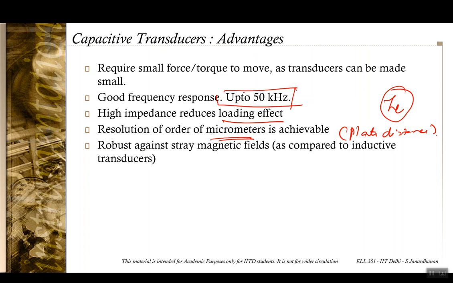And if you compare with the inductive transducer, the capacitive transducers are not affected by stray magnetic fields, where the inductive transducers were affected, and they show serious robustness against stray magnetic fields. That is another of the advantages of using capacitive transducers.